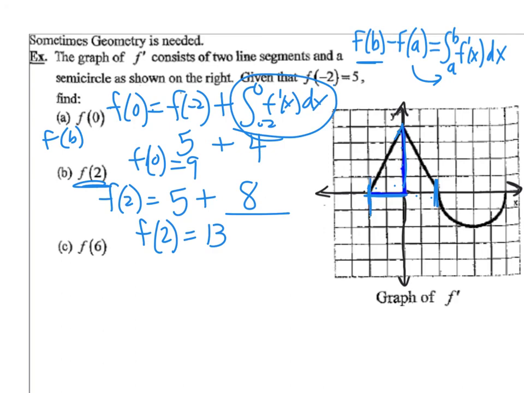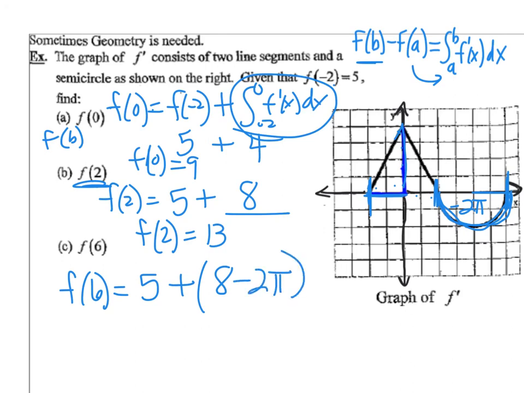Now, on the last one, we're going from negative 2 to 6. And so, once again, f of 6 is equal to 5. 5 is f of a, right? F of negative 2, plus the integral, right? So that would be the area from negative 2 to 2, which is 8, plus the semicircle, which is below the x-axis, so that's going to be negative, and the area of that is 4 pi divided by 2, so that's going to be negative 2 pi. So this is going to be, instead of plus, it's going to be minus 2 pi.